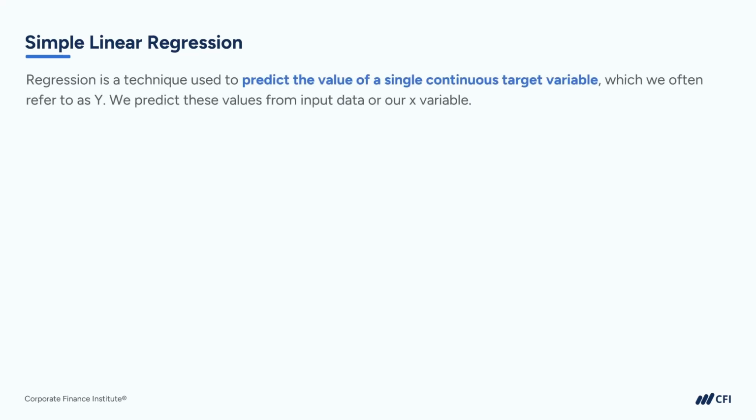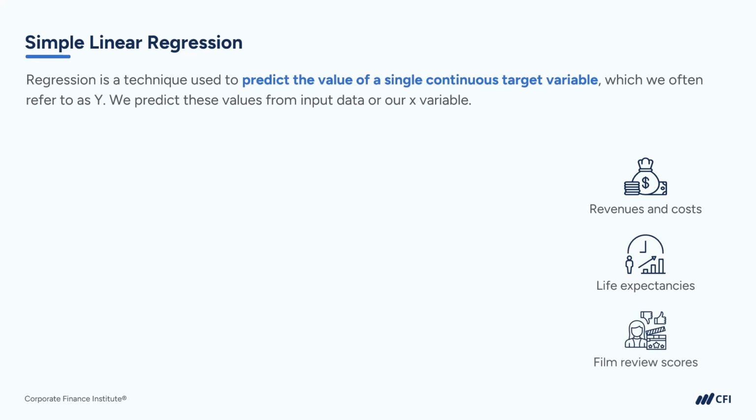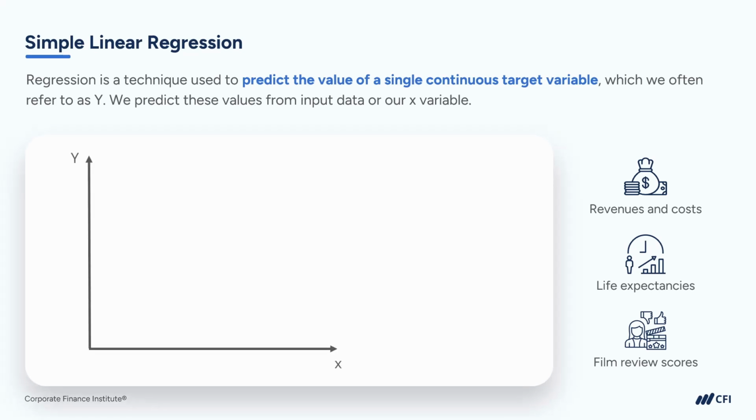Regression is a technique used to predict the value of a single continuous target variable, which we often refer to as Y. We predict these values from input data, which we will call the independent variable, or the X variable. When the target variable is predicted using only one independent variable, and we can describe the relationship between the two with a straight line, the method is known as single or simple linear regression. Regression can be applied to a whole range of different tasks, from predicting revenues and costs to predicting life expectancies and film review scores. To conduct a simple linear regression analysis, we first take a sample dataset where both X and Y values are known.